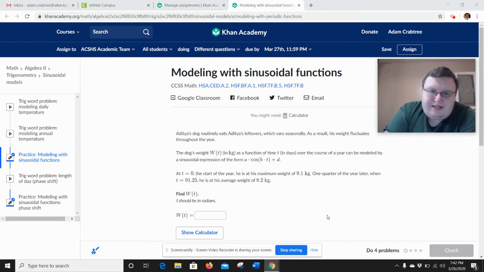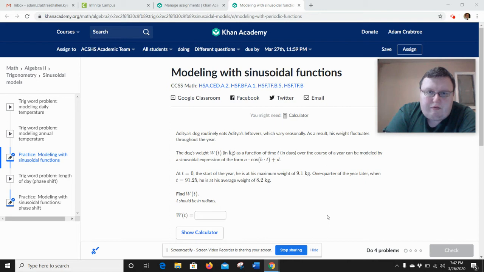This one's going to be about modeling with sinusoidal functions. You get into some of the word problems as you go on further into the assignments this week. And it's all about knowing what it is they're asking for.